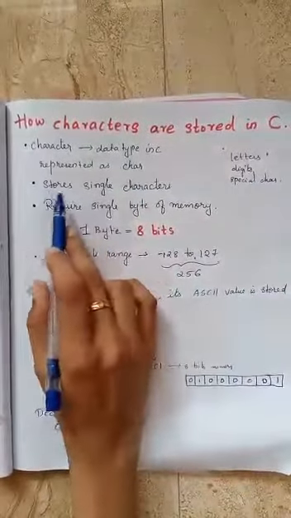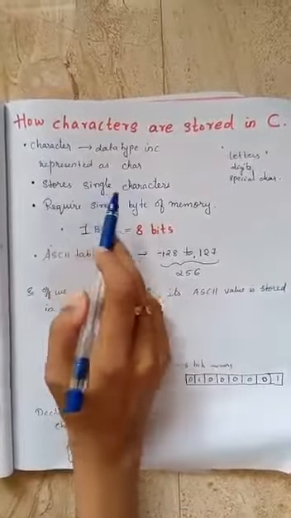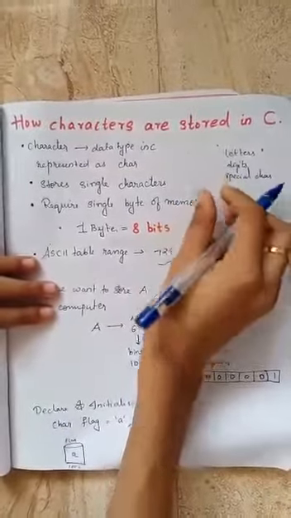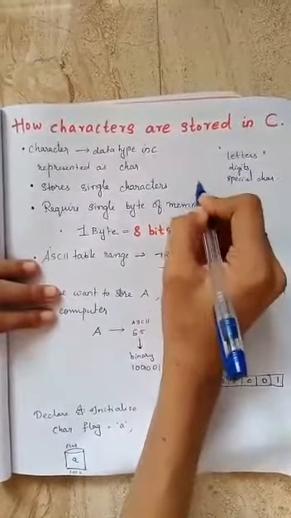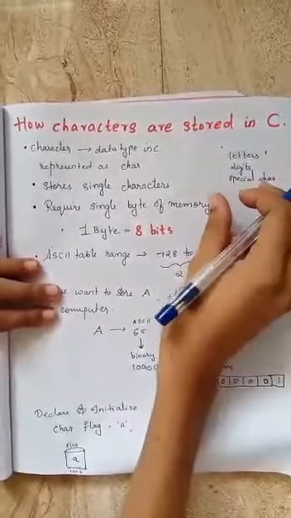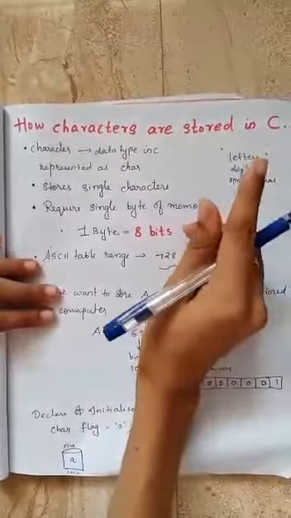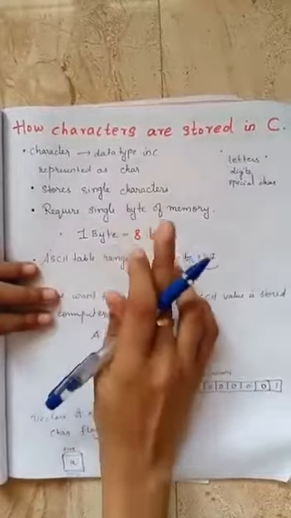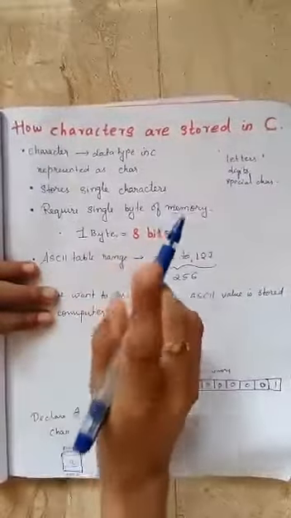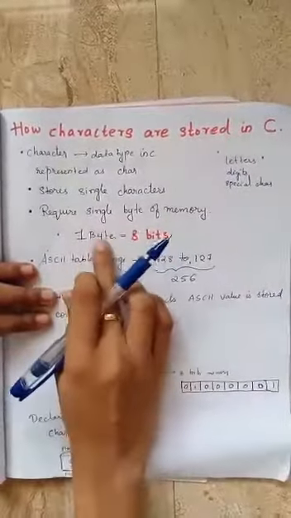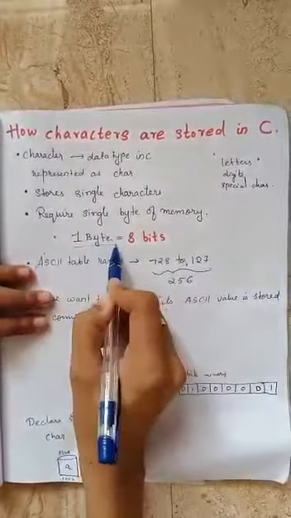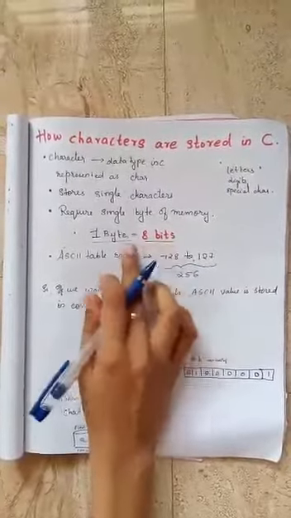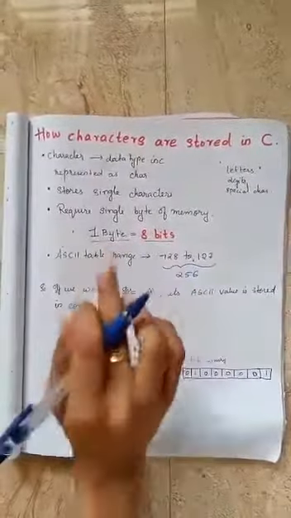Usually the char data type stores a single character. That is, if we declare some variable as char, it can store only a single character, not more than that. It requires a single byte of memory. In order to store that single character, it needs 1 byte of memory, which means 8 bits. So how are these 8 bits used to store characters?